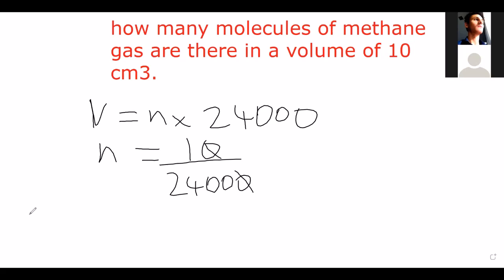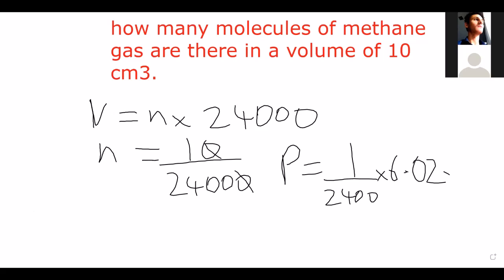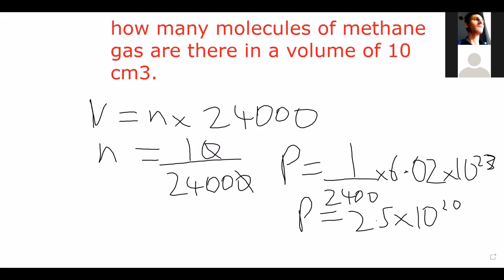Now to find the number of molecules, we'll multiply N with the Avogadro constant. So 1 upon 2400 into 6.02 into 10 to the power 23. So the answer equals 2.5 into 10 to the power 20 molecules of methane gas.